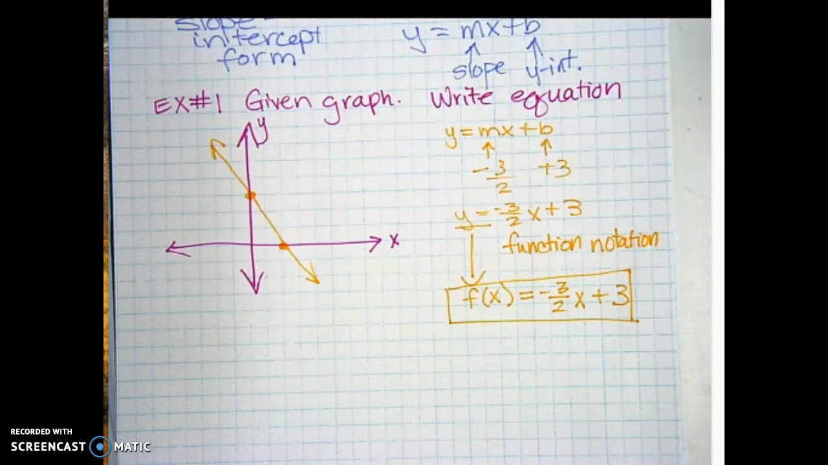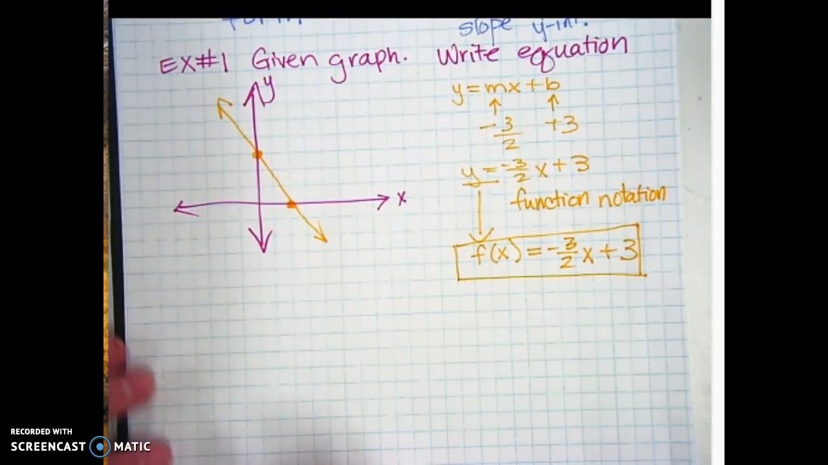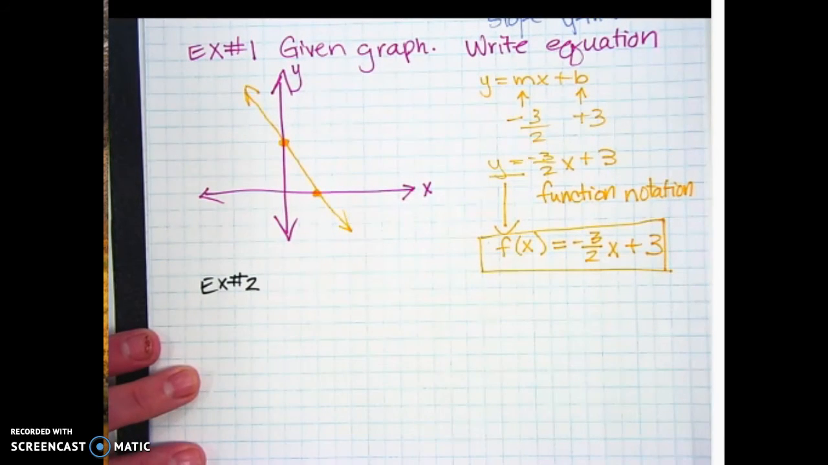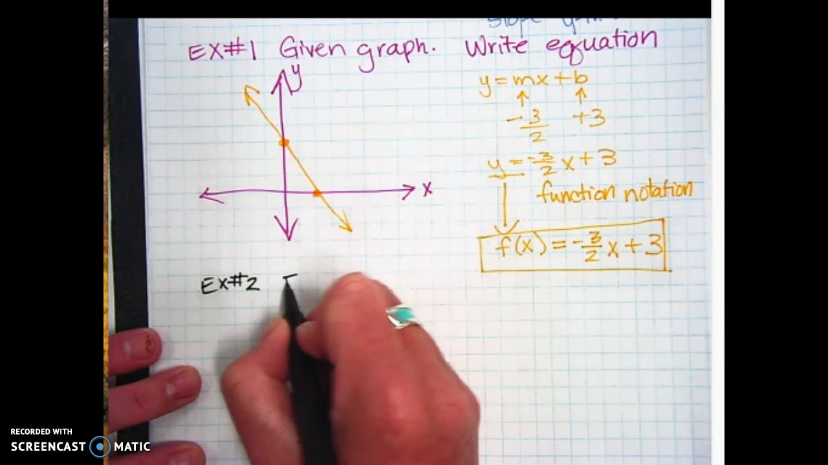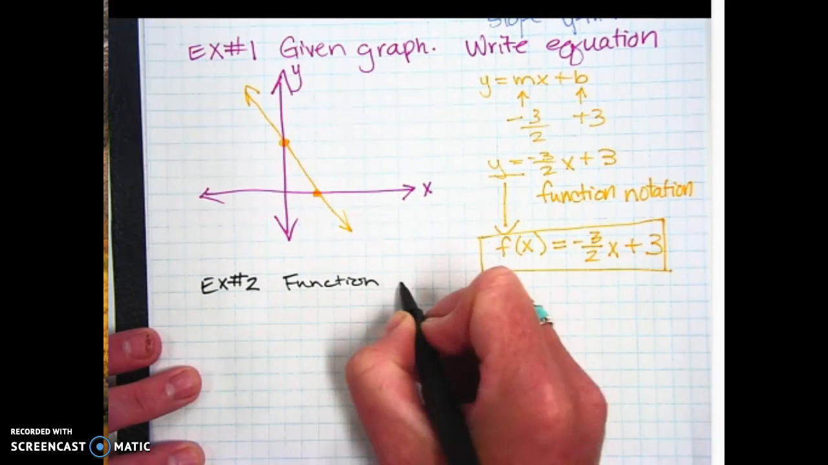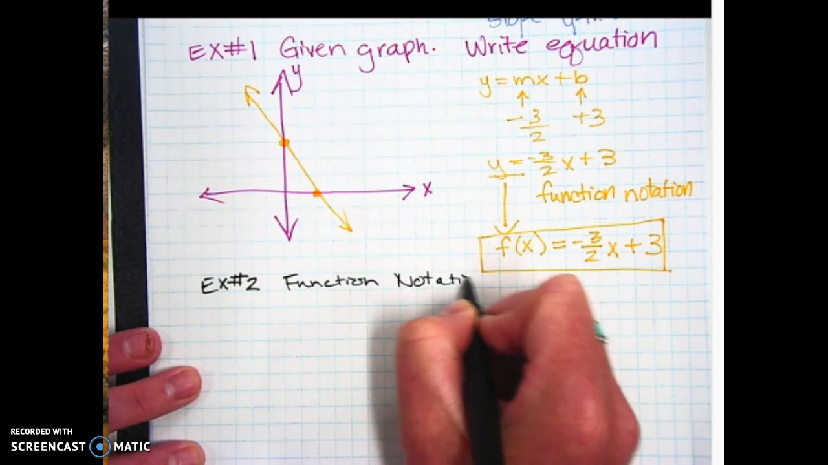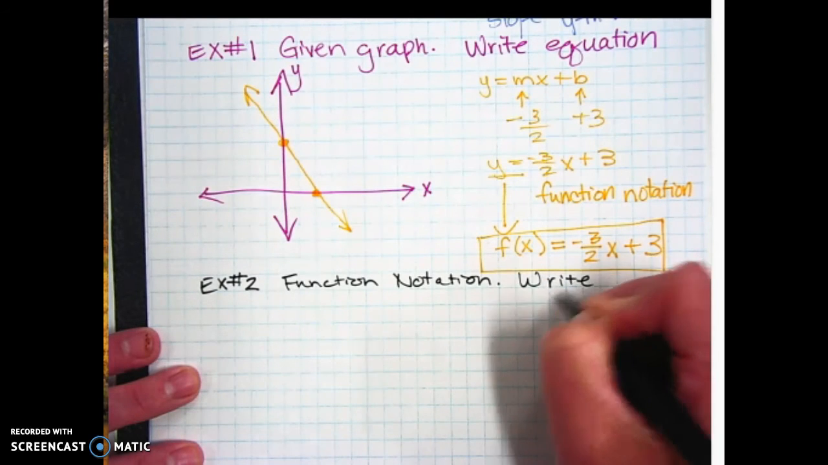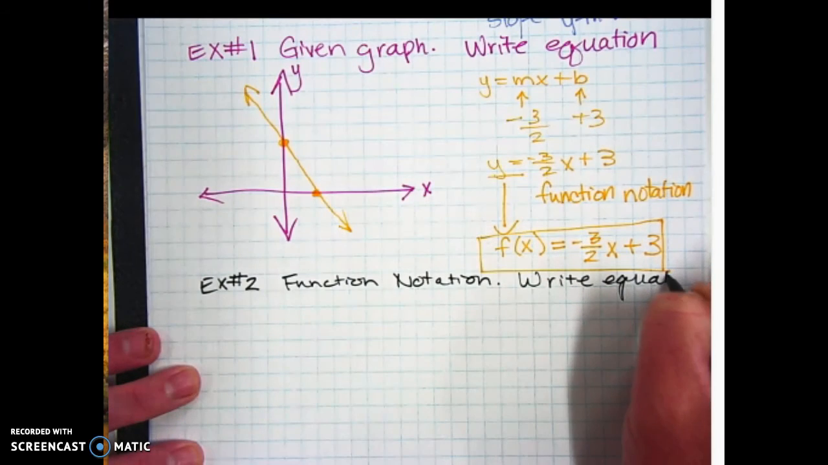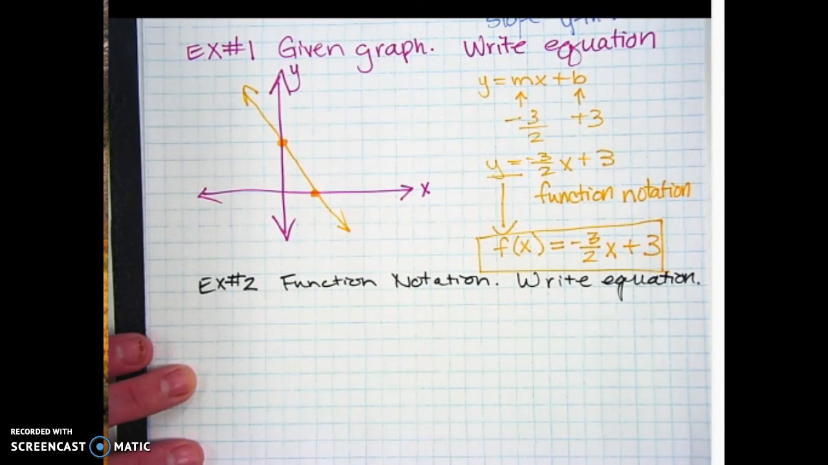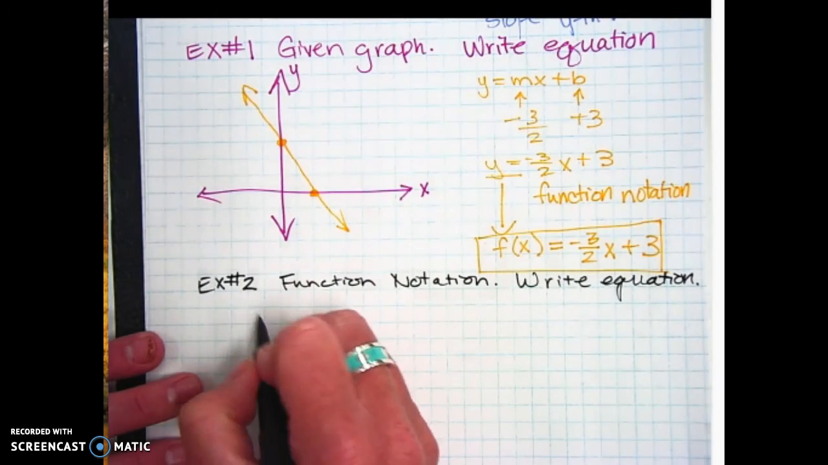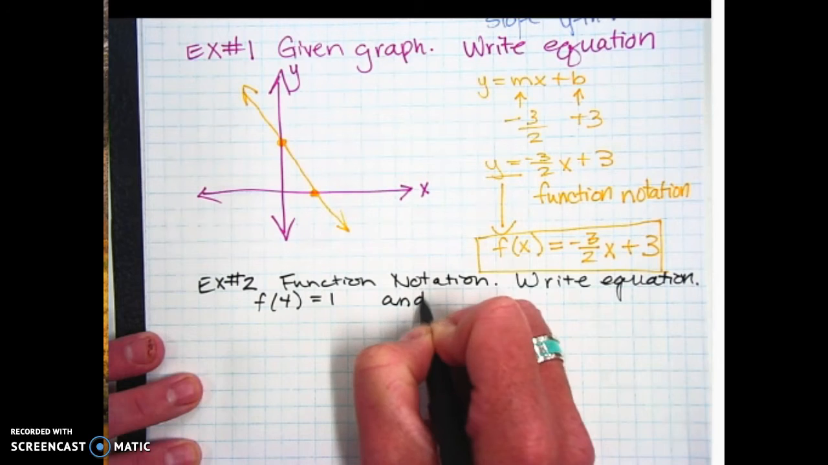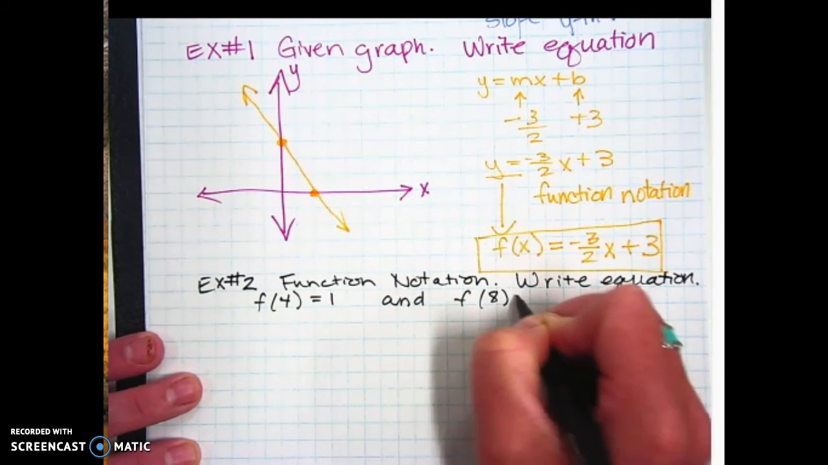Okay. So what if you're not given a graph? Instead, you're given 2 points. So this is example number 2. I'm going to give you the 2 points in function notation, and then we're going to write the equation. So we're going to end in the same spot. You're just given something different. Okay, so function notation looks like this. The function of 4 equals 1, and the function of 8 equals 7.